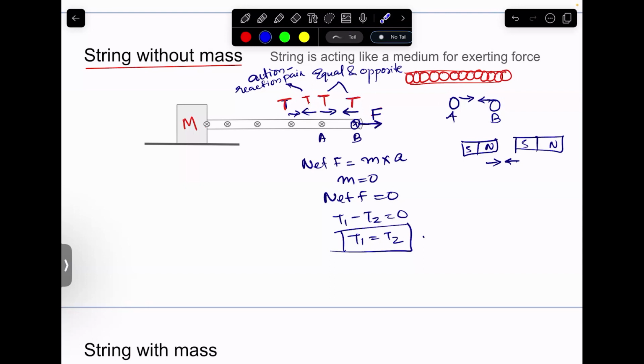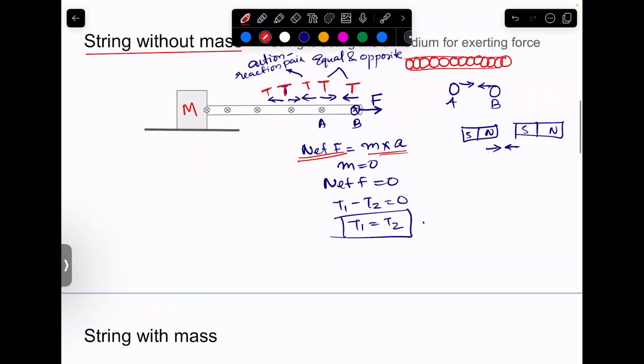Again, when we are thinking about this force here, this is again an action reaction pair. So what will happen? Again, this will be T. How? Using the same formula. We are not considering the mass of the string. That's why m equal to 0, and whatever force is there, the same amount of tension will act at all the particles. All the particles, it will be T.